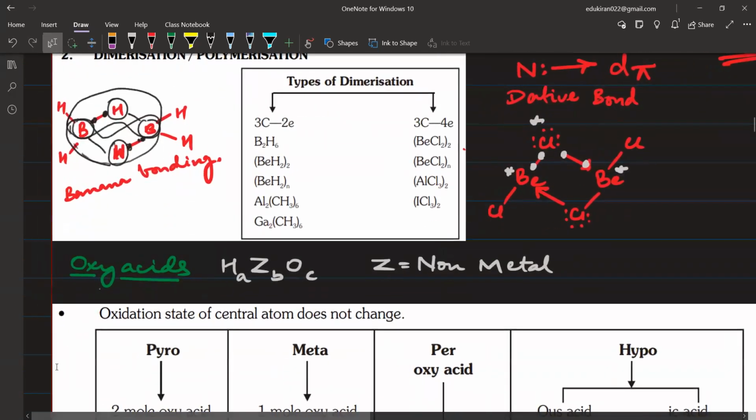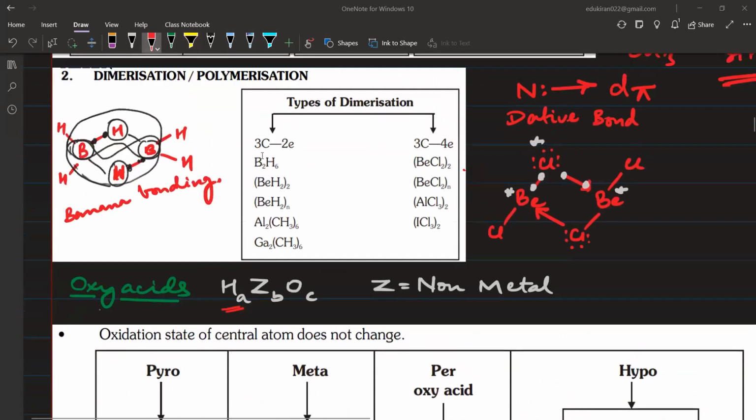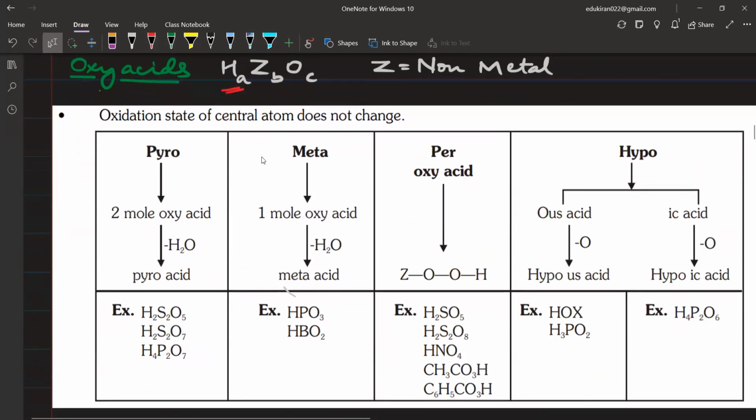Next, we have oxy acids. Oxy acid, they will have a general formula. They're going to have a general formula of what? HaZbOc. So oxy acids are acids of non-metals which also have oxygen. Acid है तो hydrogen तो होगा ही. Hydrogen will always be there. Yes, Hannah, this is banana bonding. So oxy acids, they will have hydrogen and the non-metal with an oxygen also.